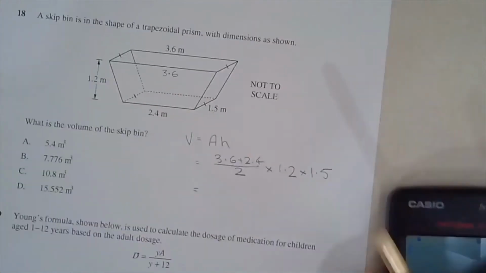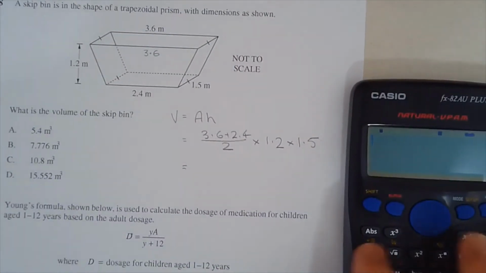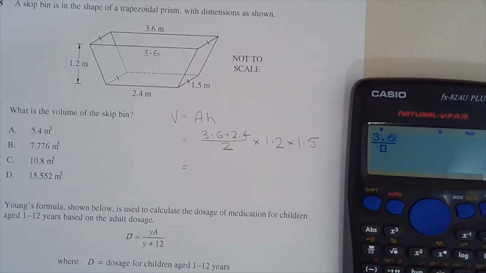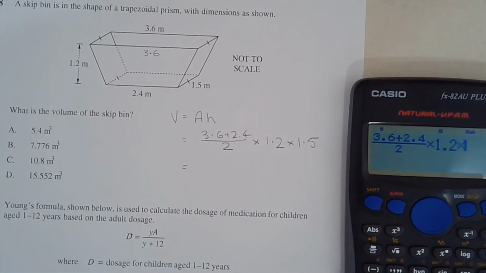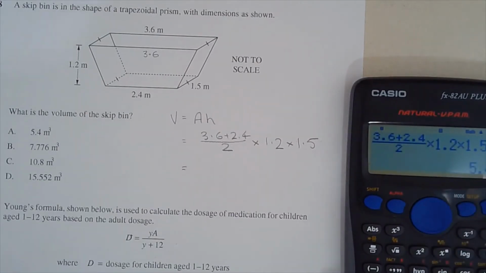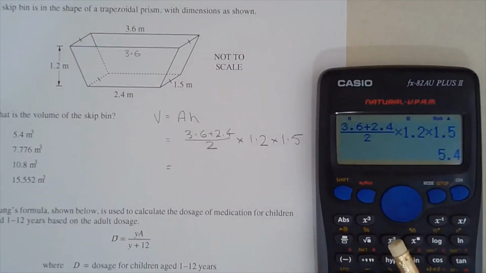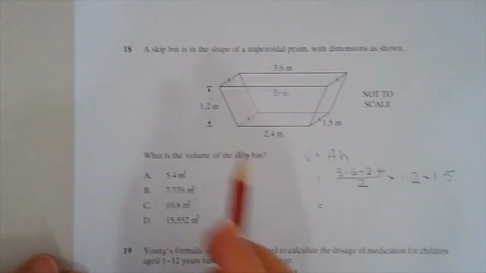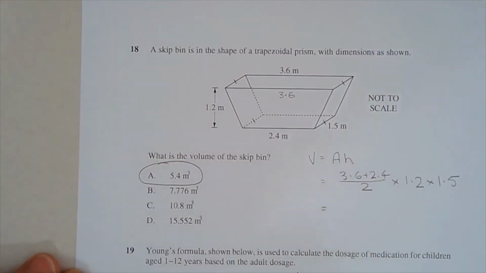Entering in all of that, let's see what we get. 3.6 plus 2.4, so we're getting the average of the parallel sides, multiplied by 1.2, multiplied by 1.5, and we get 5.4 cubic meters. Option A.